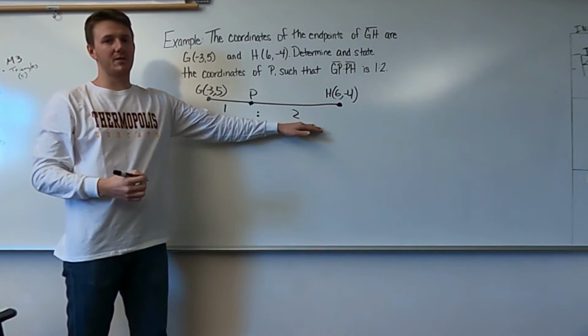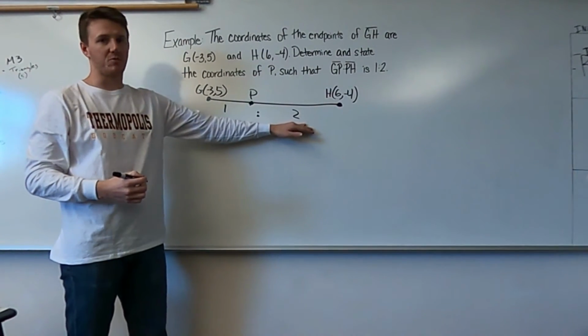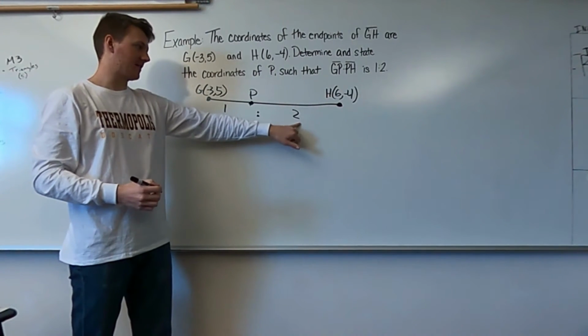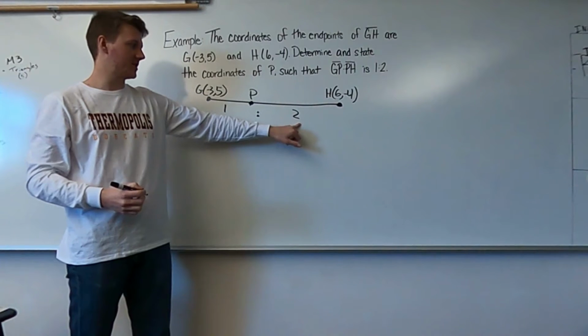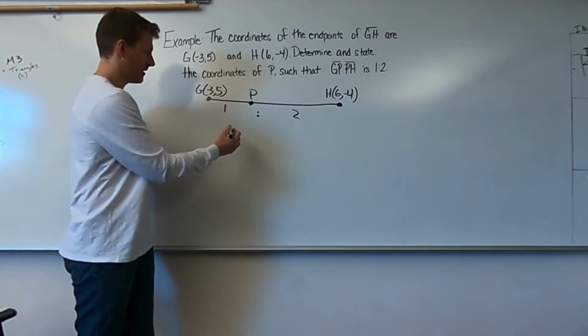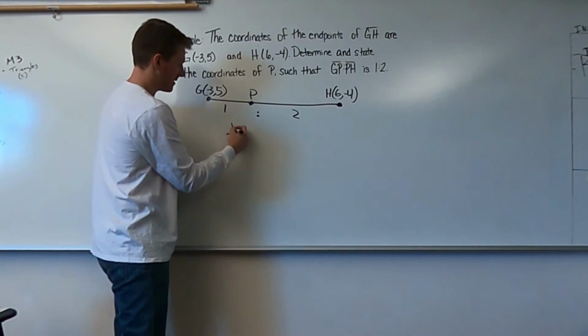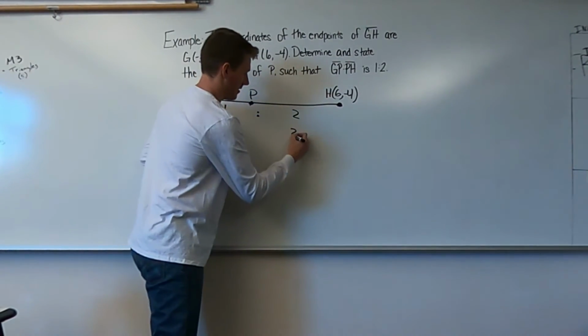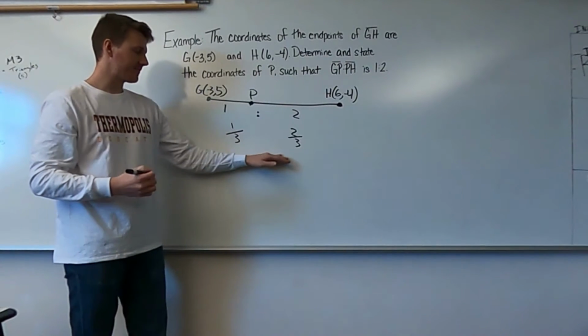And then the next thing that we want to do, we want to determine the fraction that goes with the ratio for each part of the line. So we can add these together, and this will be the denominator of our fraction. So we get 1 plus 2 is 3. So we can rewrite this. Instead of 1, we can say that this is 1/3. And instead of 2, we have 2/3.